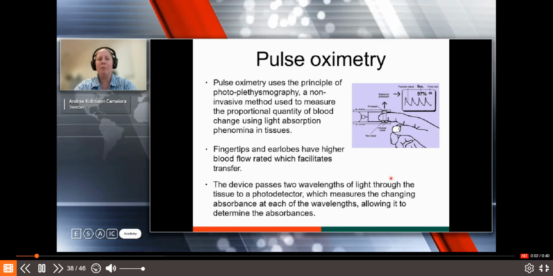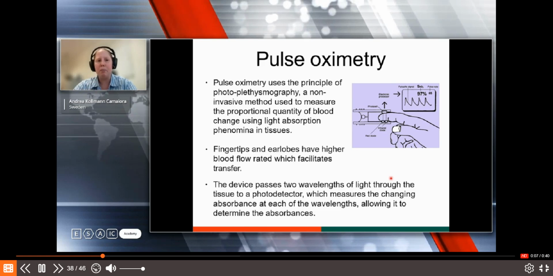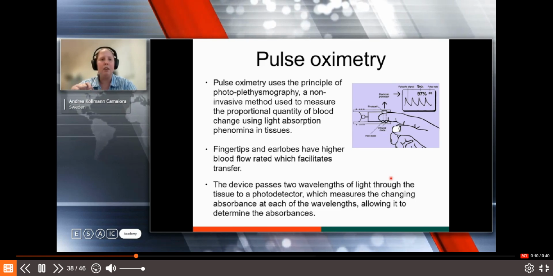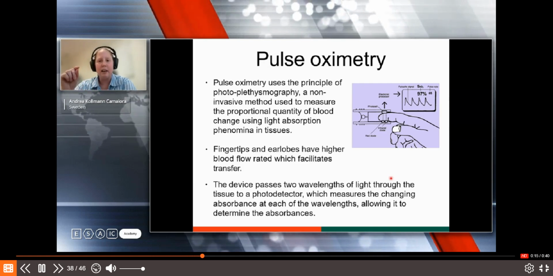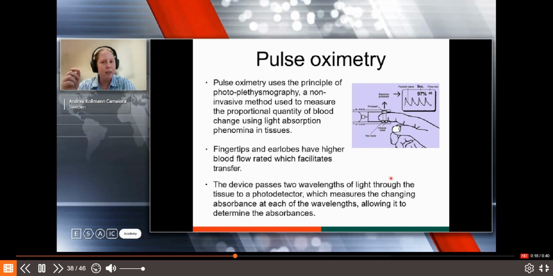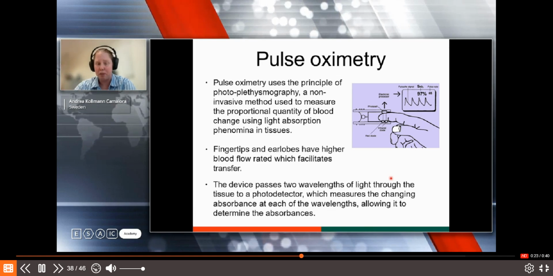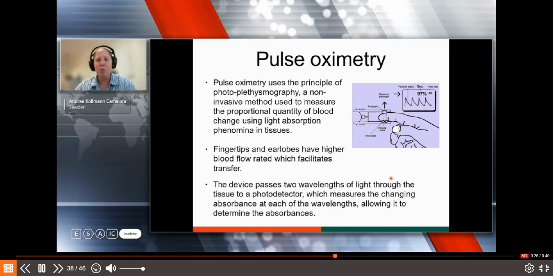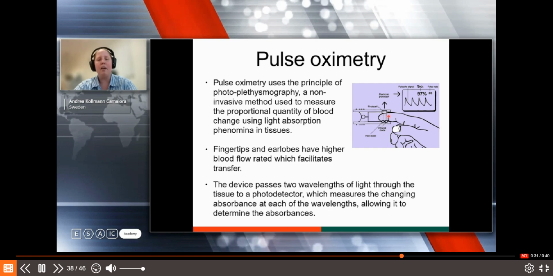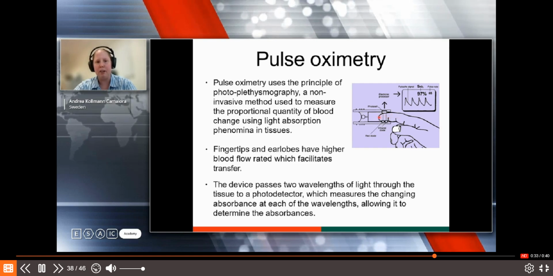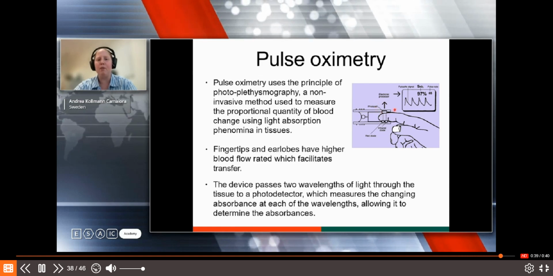Then we're briefly going to discuss pulse oximetry. Pulse oximetry uses the principle of photoplethysmography. It's a non-invasive method used to measure the proportional quantity of blood change using light absorption. You can use it in fingertips or in your earlobes because they have a higher blood flow, which facilitates the transfer. The device passes two wavelengths. So you see here, you have your two wavelengths through the tissue, being the finger, to a photodetector here, which measures the change in absorbance of each wavelength.